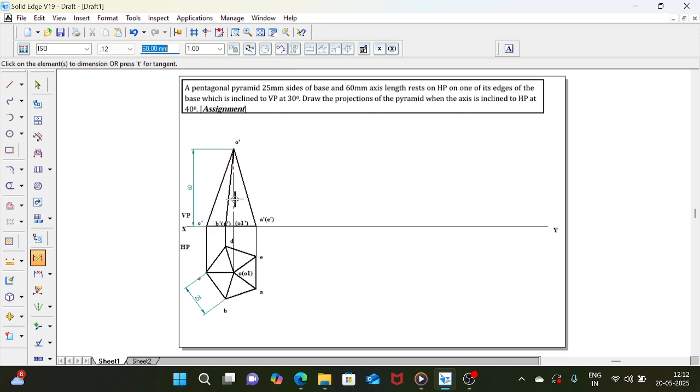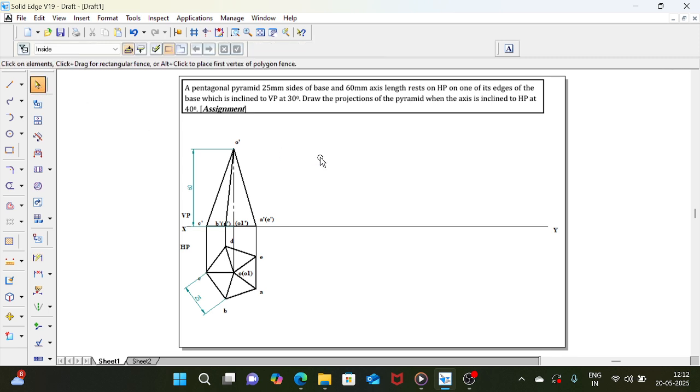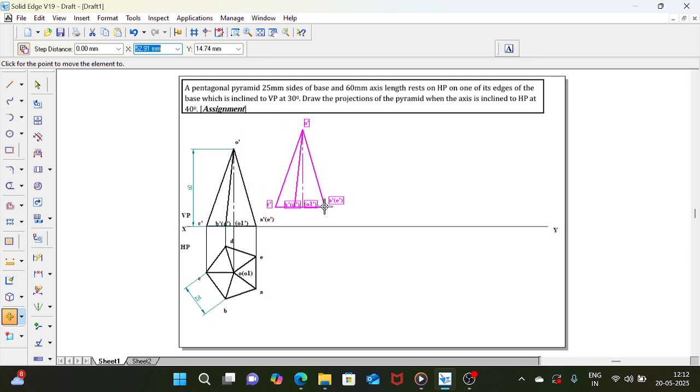Okay, so this is the initial position. Second position: what is given? Since it is an HP resting problem, you have to give HP inclination in the second position. First, you have to give HP inclination. Draw the projection of the pyramid when the axis is inclined to HP at 40 degrees. For that, select the first position front view. Then move this with copy on. Pick from the resting edge and place it here, and then rotate.